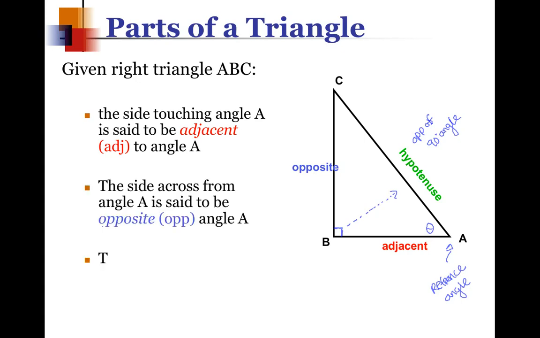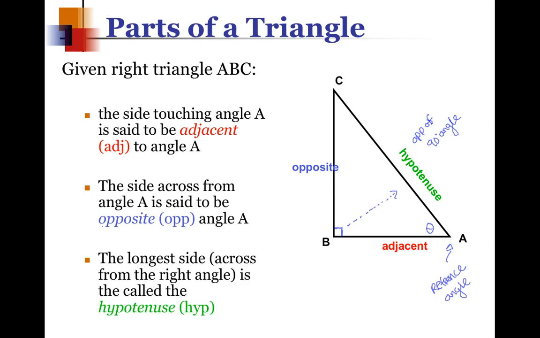The side across from angle A is said to be the opposite of angle A, and the longest side across from the right angle is called the hypotenuse.